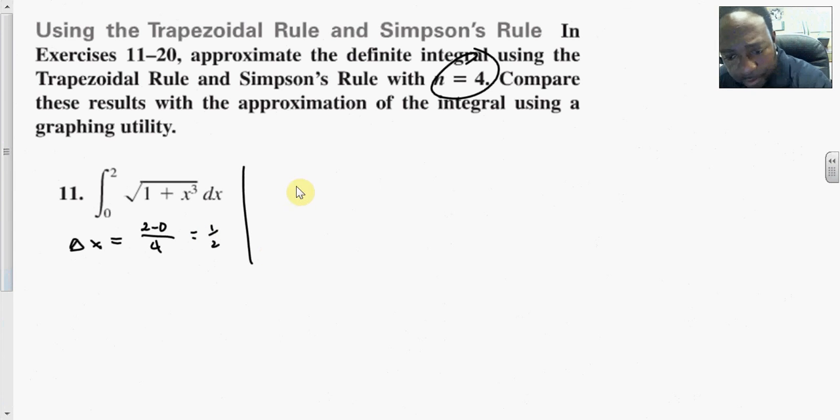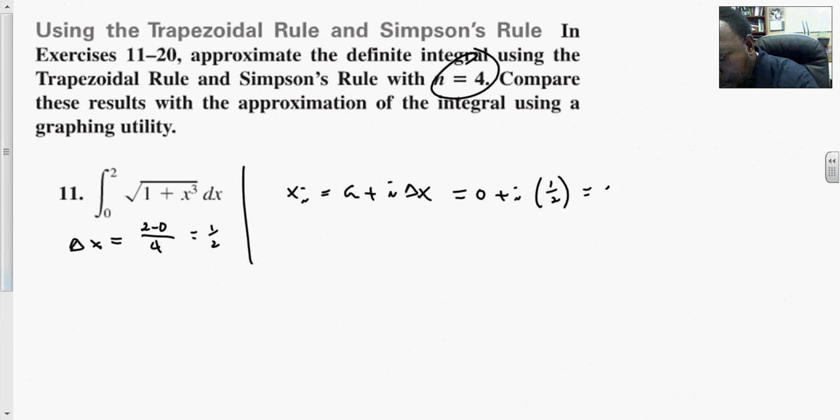And our x sub i is a plus i times delta x. Remember, we used the right endpoint for the Riemann sums. This is 0 plus i times 1/2, and so this gives us i over 2. Now, not all the problems will go from 0 to 2, and not all will have n equal to 4, but for these two problems, they look to have the same basic setup.